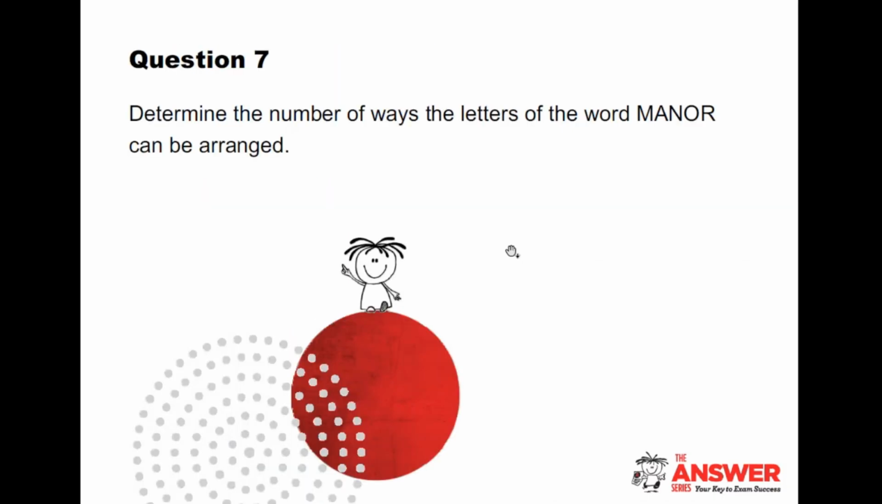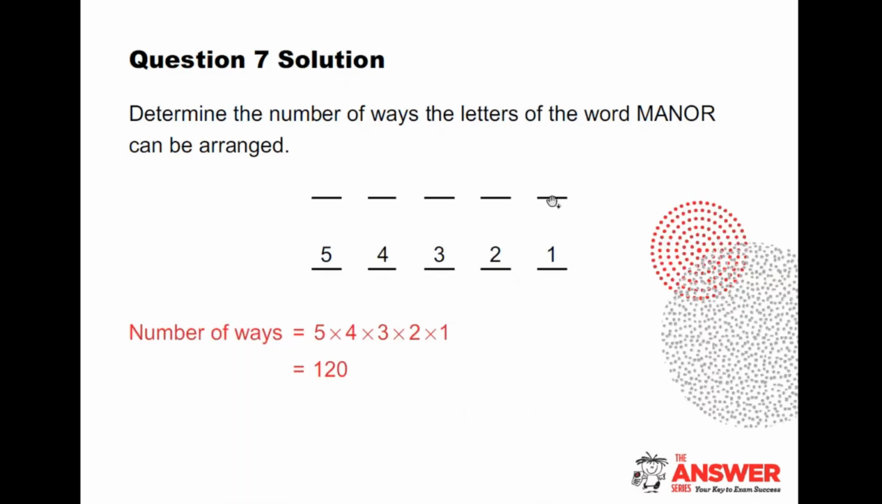Question 7. Determine the number of ways the letters of the word manna can be arranged. Now you will notice manna has no duplicate letters. Again, I'm going to use slots. There are 5 letters here, so I'm going to use 5 slots. So they're my 5 slots.